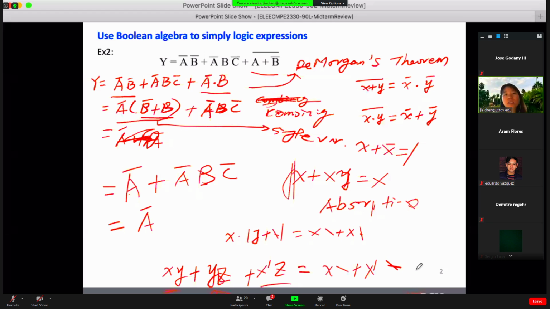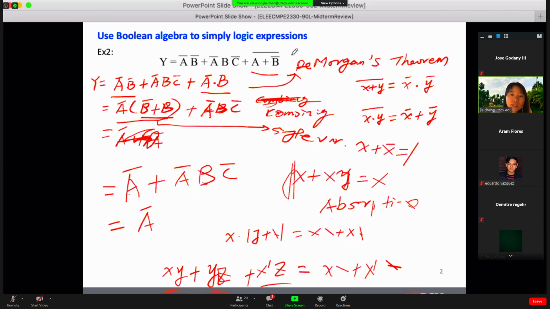Okay, so that's the absorbing consensus property, which is not very common, but sometimes, especially when you have three variables and three terms, you may try this. So maybe you were curious, how do I know which one to use? It's really experience. You would have to try different properties to see whether you can make it simpler. So I would say getting familiar with those properties is definitely helpful.